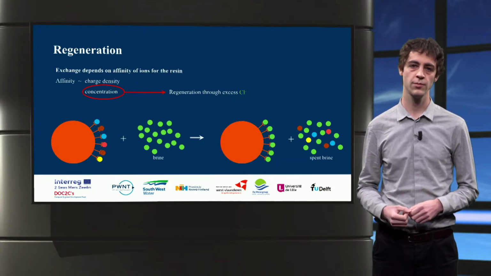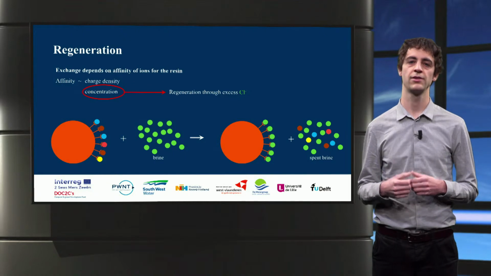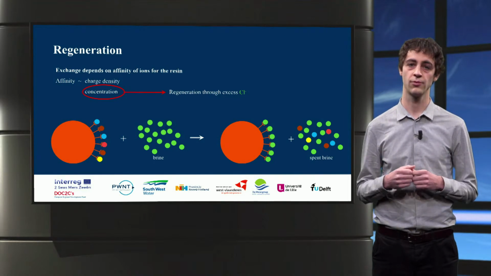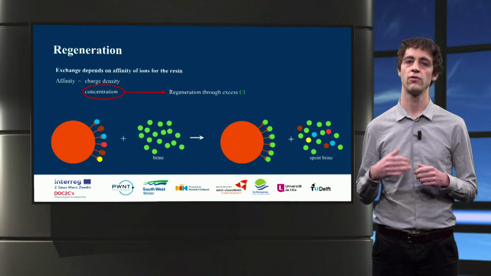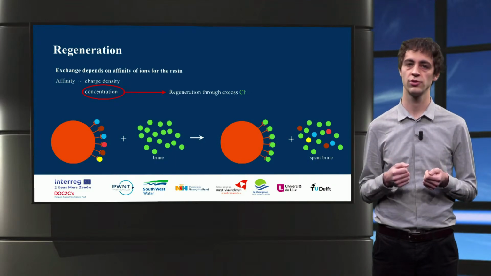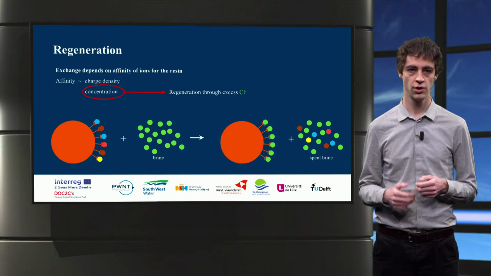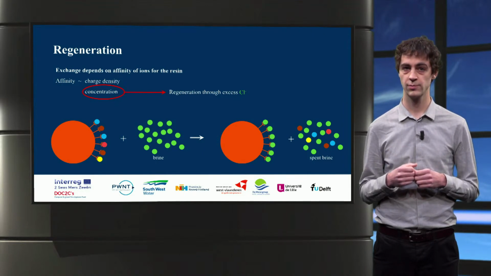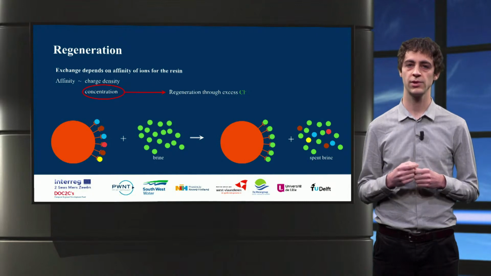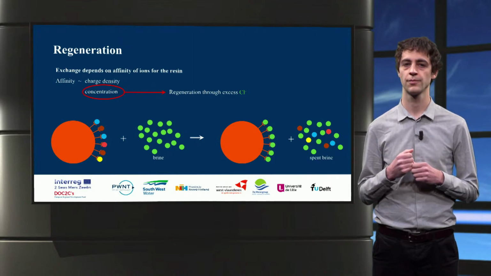After a certain runtime, the resin will be saturated and the removal of the target ions will decrease. At this point, the resin is regenerated with a concentrated solution of a low affinity ion. In our case, this is a solution of sodium chloride called the brine. During regeneration, the resin is put back into chloride form, and the previously bound ions will end up in a stream called the spent brine.